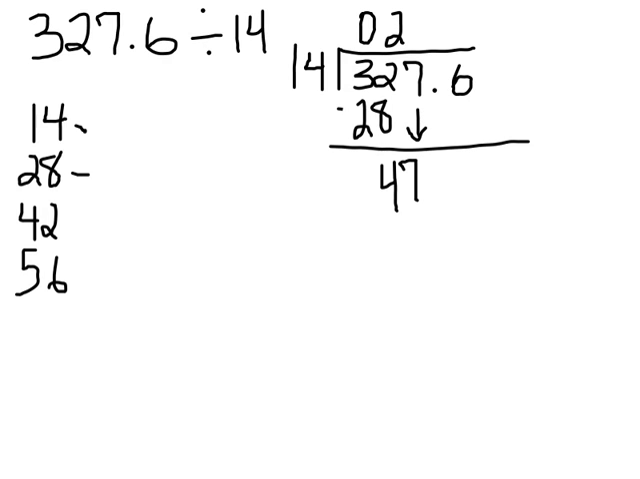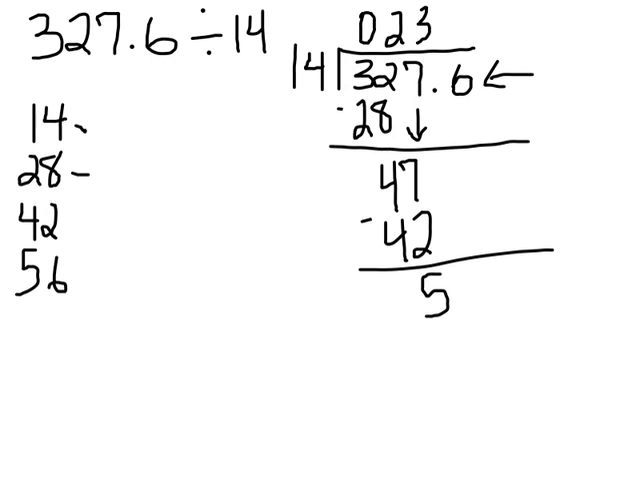Now I'm asking myself, how many times can I count by 14s to get to 47? Well, let's go back to our multiple list. 14 times 3 is 42, so 3 times. 47 minus 42 is 5. Now, before I can bring the 6 down, I have to bring this decimal straight up. And now I can bring my 6 down.